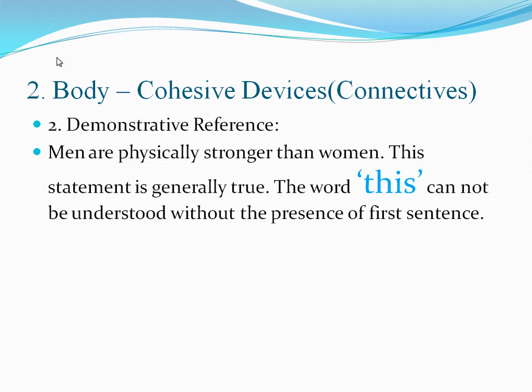And also demonstrative reference. Demonstrative, you know, means nirdeshak. We can point this and those. Men are physically stronger than women. And this statement, that means the previous statement, is generally true. The word this cannot be understood without the presence of the first sentence. So demonstrative reference is this, that, these, those.